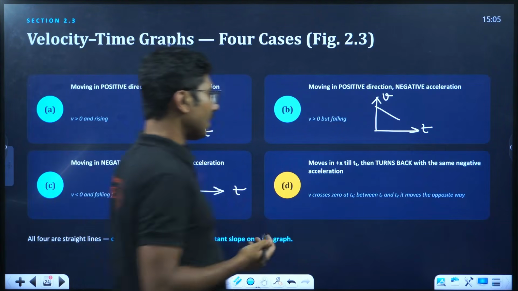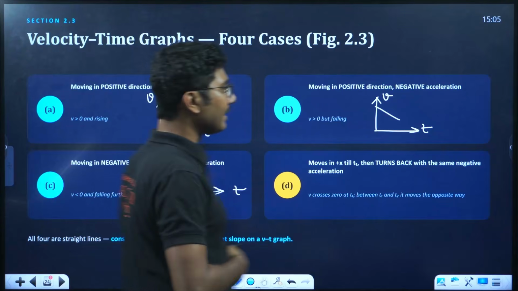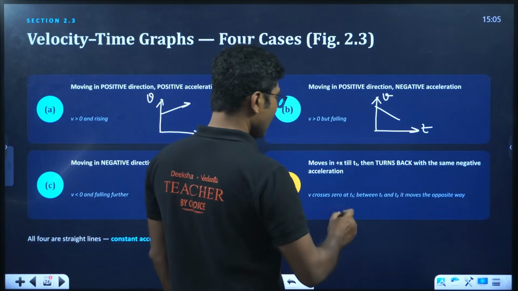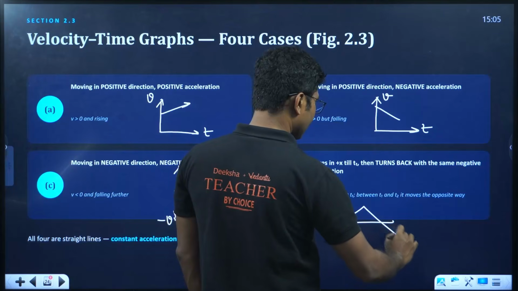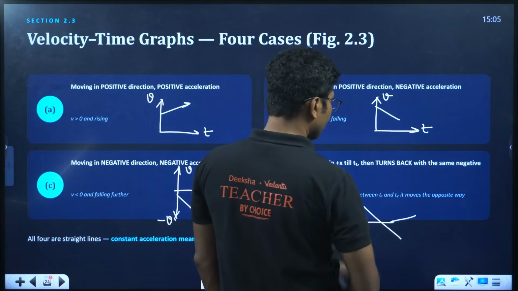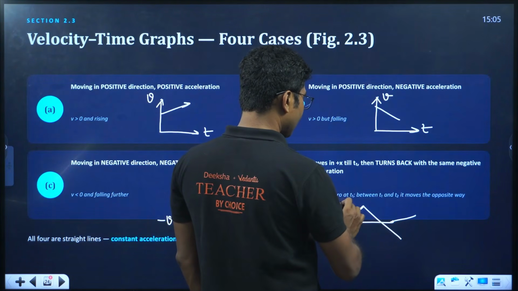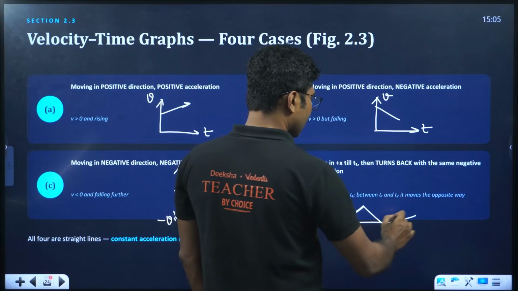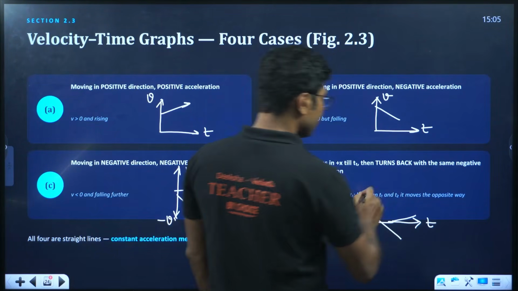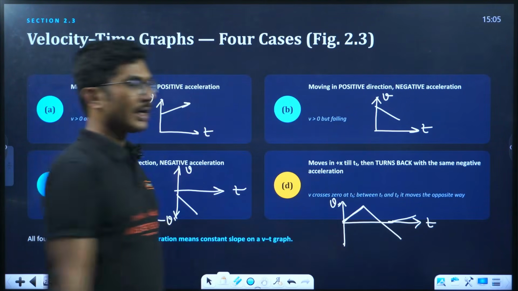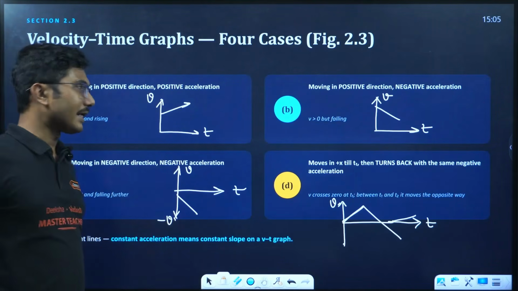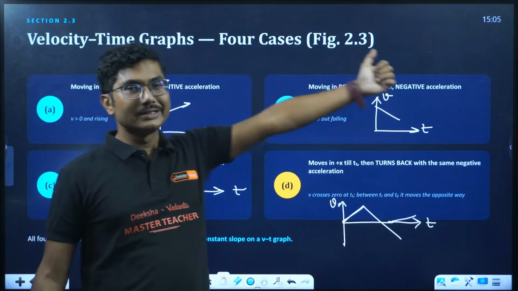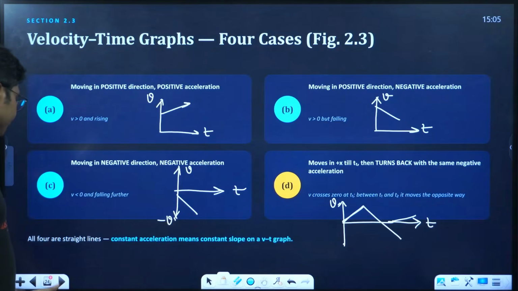Okay, moves in plus x till t1 and then returns back with same negative acceleration. So the graph is like this. Velocity is changing with respect to time. It was going positive, then coming back to 0, like this. That is also possible. So these are different cases, but these two and the 0 case are most important.